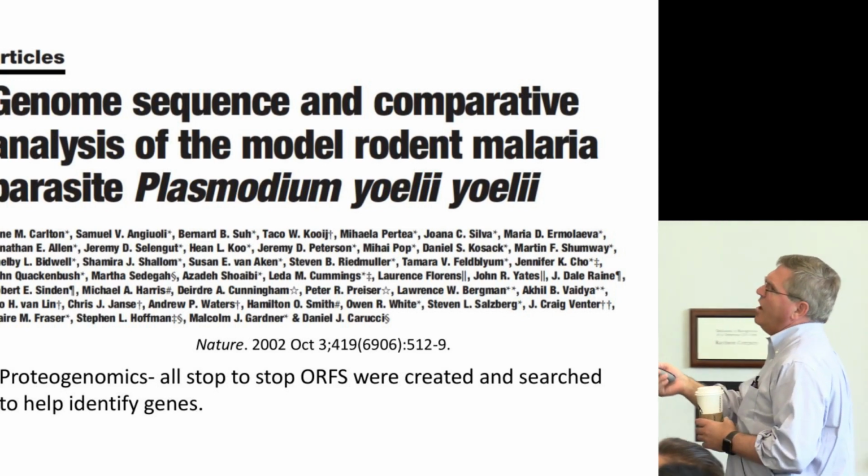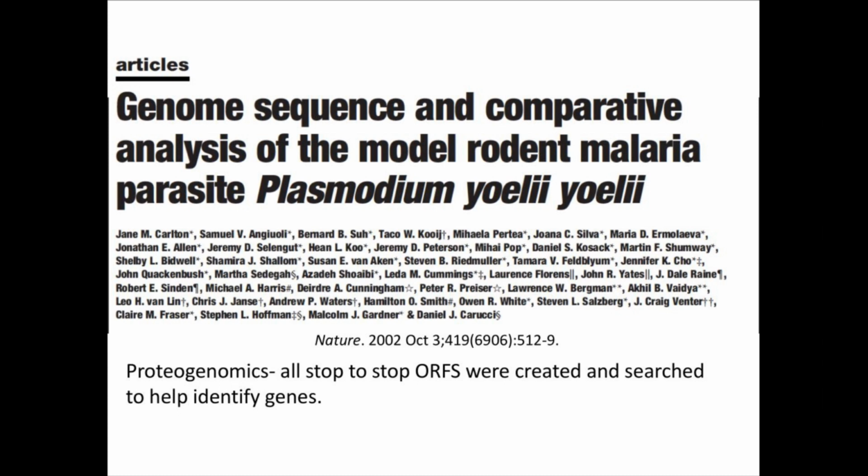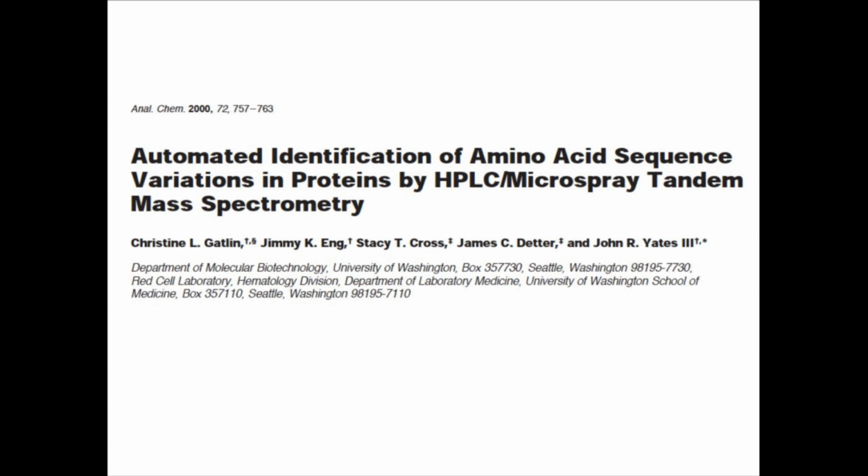And we used this off and on to do what's now called proteogenomics. For this particular project, the Plasmodium yoelii, we did all stop-to-stop ORFs greater than 100, and we searched to help identify the genes in this particular genome project. And some famous people on there. See, Craig Venter, Claire Fraser. All right, the other thing that we did that was kind of interesting was to look for amino acid sequence variations.